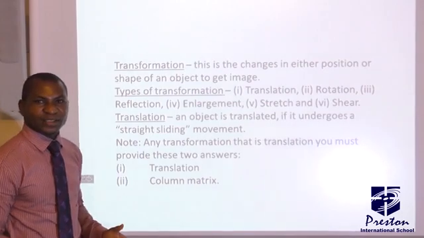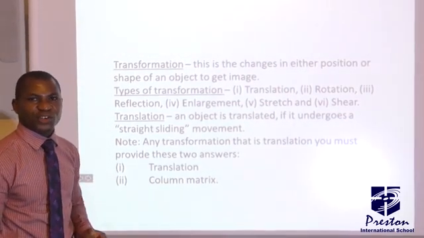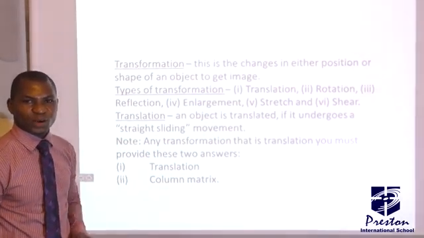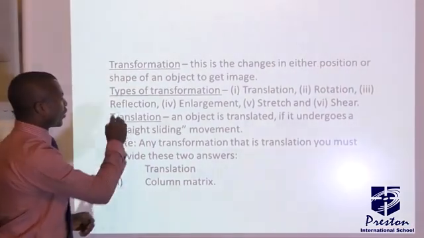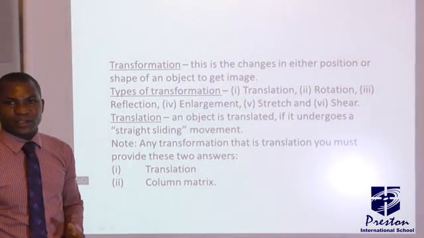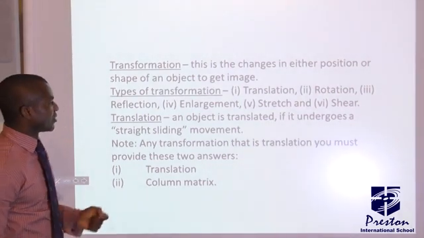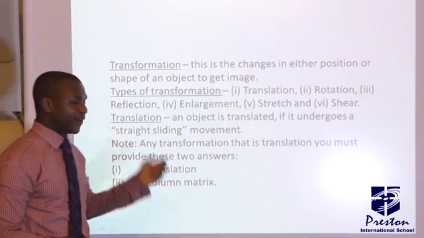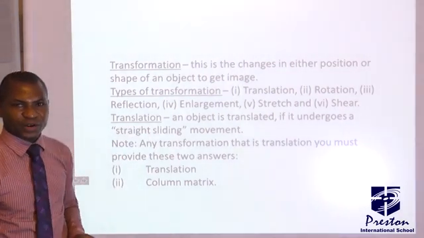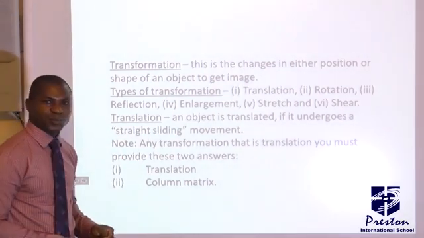Now, transformation is just the change in position and the size of an object to give you the image. Now, under types of transformation, we have 6 types of transformations. We have translation, we have rotation, we have reflection, we have enlargement, we have stretch, and also shear.